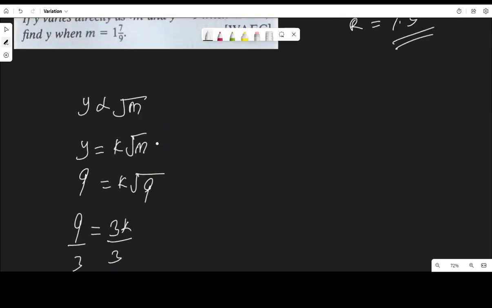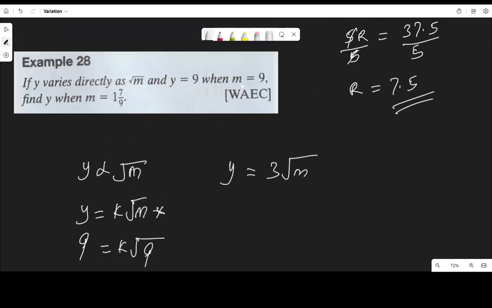I'll go back to this relationship, which says y is equal to k root m. Y now becomes, since k is 3, 3 root m. Then the question says, find y when m is equal to one whole number 7 over 9. Y therefore will be 3 times the square root of one whole number 7 over 9.